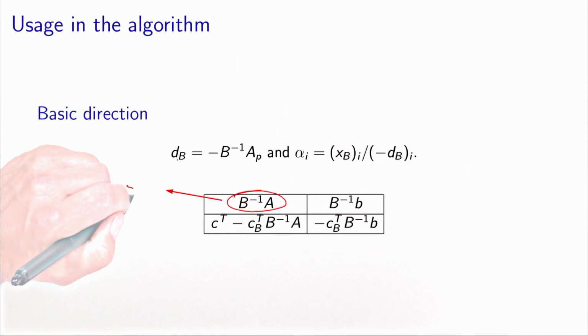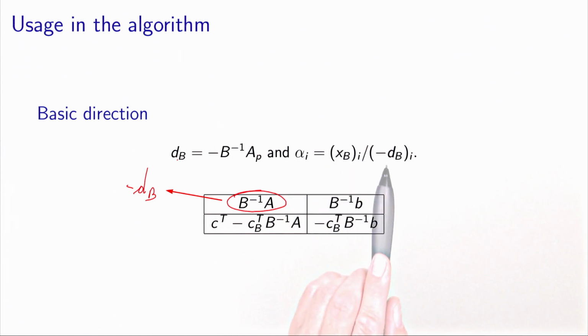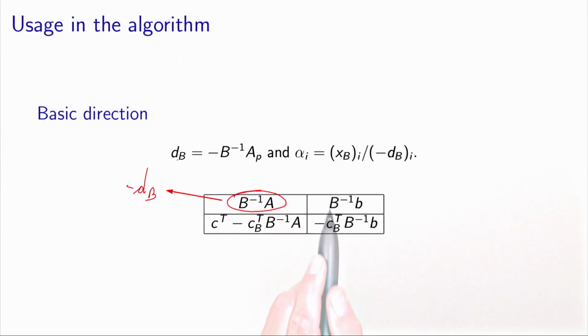So what we read in the tableau is minus dB. Then we need to calculate the alpha i. Alpha i is the ratio between xB and minus dB. xB is found here. So the values of the basic variables are found in the last column of the tableau. And minus dB is found here, as we have identified before. So the calculation of alpha is really simple. You take one value here, and you divide by the value here corresponding to column p. And you do it for all entries of this column which are positive, which means that the corresponding values of the direction are negative.